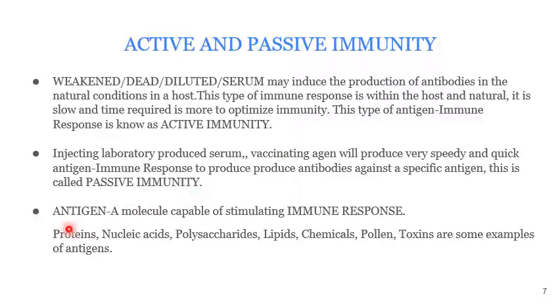Now, what is antigen? Antigen is a molecule capable of stimulating the immune system. Antigen comes from the pathogens or the viruses or the bacteria that attack us. Antigen may be a protein, nucleic acid, polysaccharide, it may be a lipid, it may be a chemical, it may be pollen, it may be toxin, or anything like that.